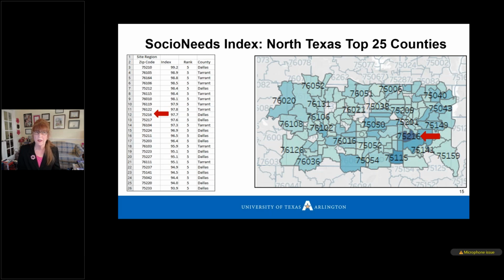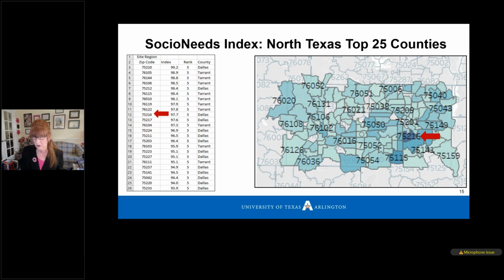What I have here is the zip code listings, from the top 100, with the highest need on the far left. And then there are 5 different rankings. These are the top, and I just did this for Dallas and Tarrant County. So that's what you have there.